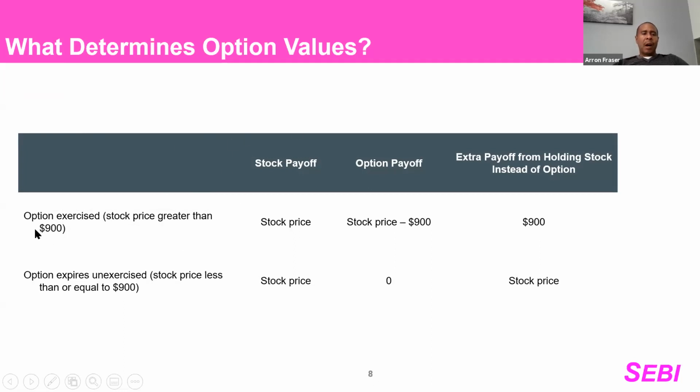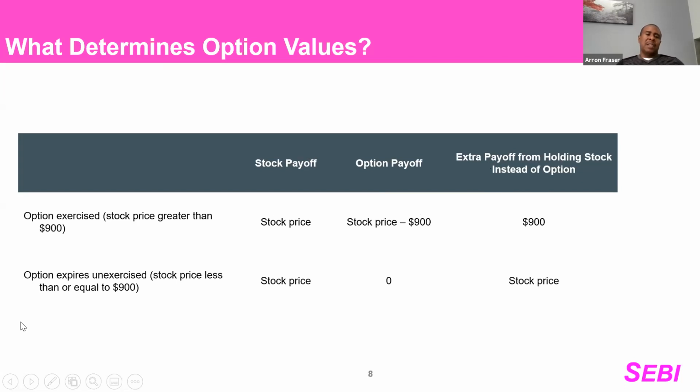So you have an option to exercise at a stock price greater than $900. In this example, the payoff would be the stock price. So you've taken a position, you've purchased an option, and the exercise price is $900, right? If the stock price is greater than 900, then you'll go for the stock price, and the option payoff would be the market stock price minus the $900. And the extra payoff for holding the stock instead of the option would be $900, right?